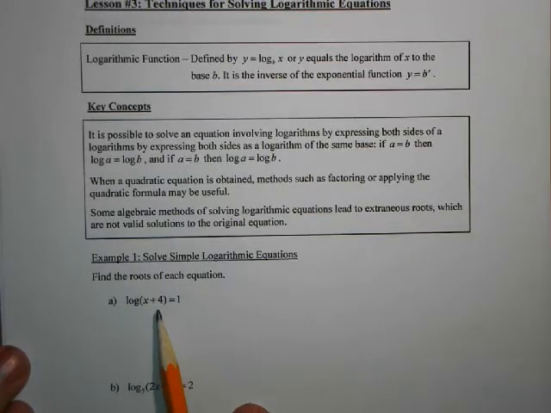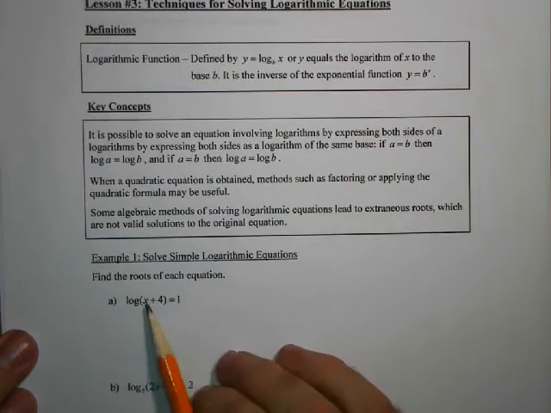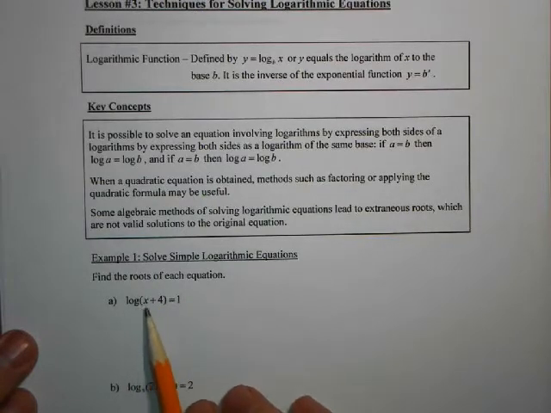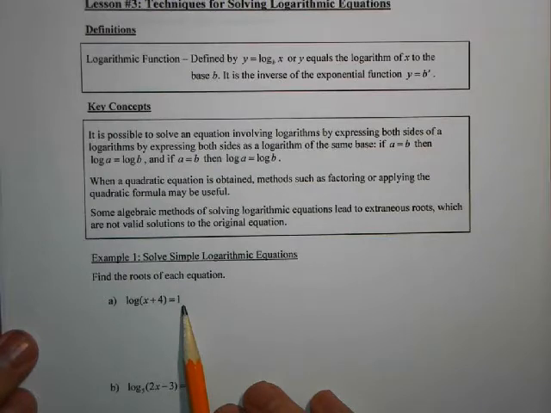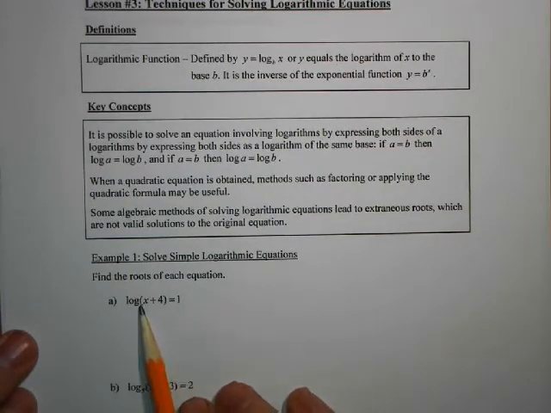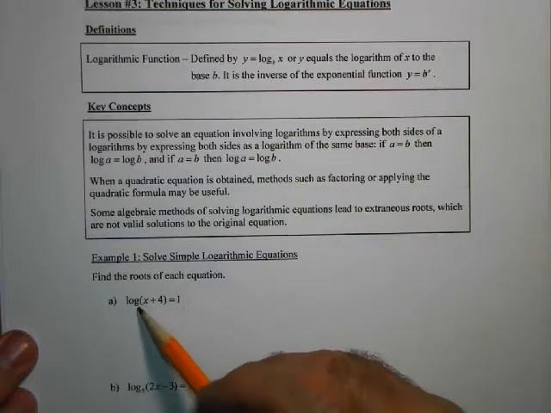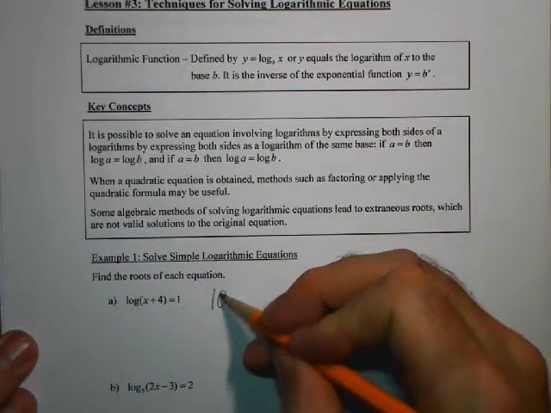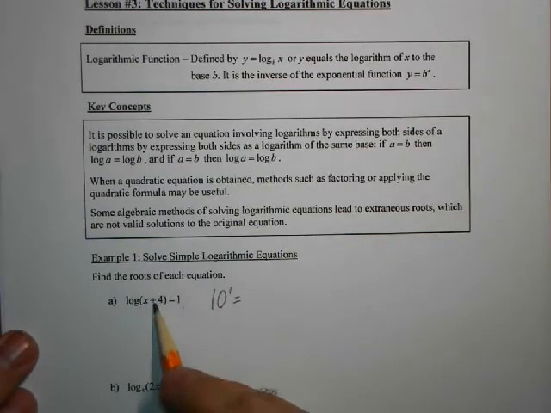So one of the key techniques is to change the form. If it's in log form, what would this look like in exponential form? If I was to change this to exponential form, the 1 is the exponent, because a log is an exponent. The base, well, there's no number there. If there's no number, that's a base 10. It's a common log. So I've got 10 to the power 1 is equal to the result, x plus 4.